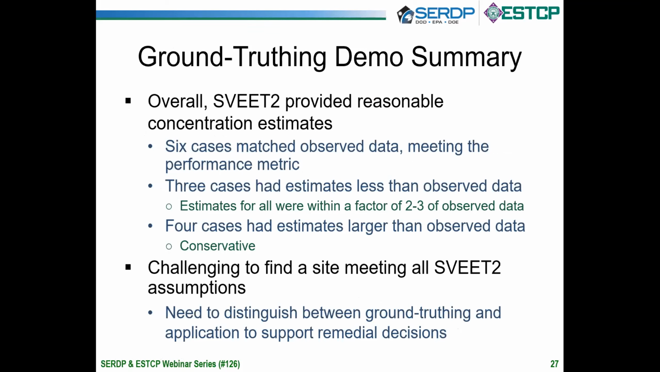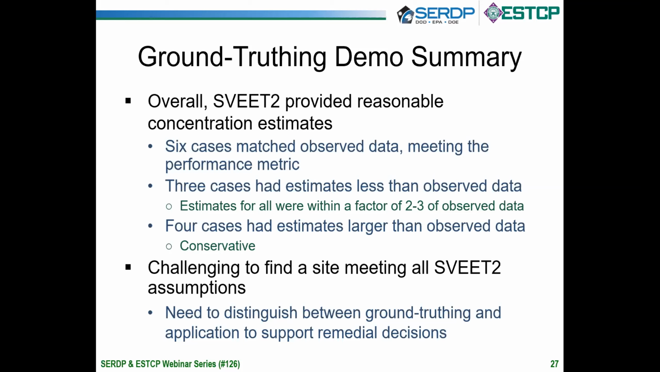Overall, SFEET provided reasonable concentration estimates in our ground truthing demo. We had 6 cases that matched the observed data, meeting the performance metric. 3 cases were less than the observed data, but they were within a factor of 2 or 3 of the observed data, so not that far off. 4 cases had estimates that were larger than the observed data, which again gives you a conservative result.